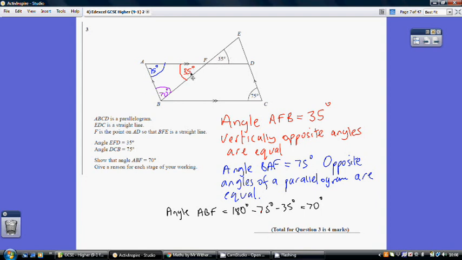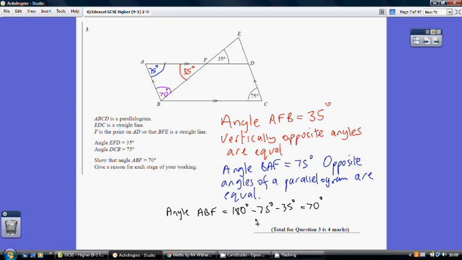Now once we know this is 35, we're just really focusing on this triangle now. So what can we say about this angle here, this angle BAF? Well, this is part of a parallelogram, and opposite angles in a parallelogram are equal. So we can say this angle BAF is also 75 because opposite angles of a parallelogram are equal. Now once we know that, we can say that this is 70 because angles in a triangle add up to 180, so 180 minus 75 minus 35 equals 70.